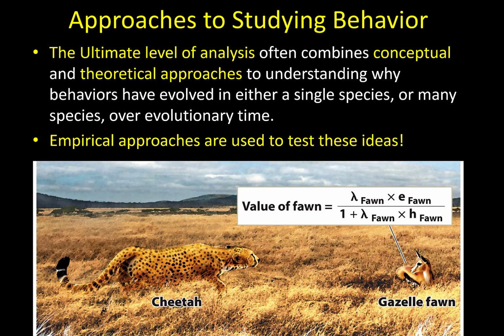Now, the ultimate level of behavioral analysis often combines both conceptual and theoretical approaches. This helps us to understand, first, why behaviors have evolved either in a single species or how behaviors have evolved over many different species over evolutionary time. These can be examples of what's called convergent evolution.